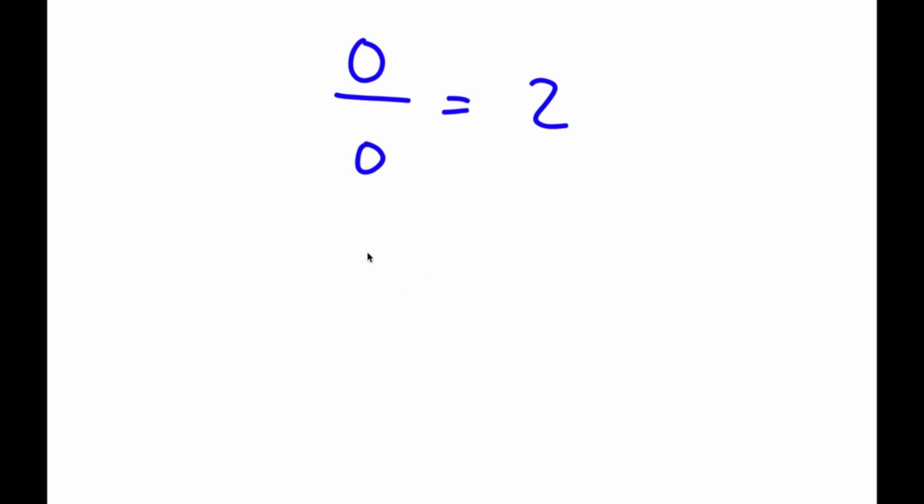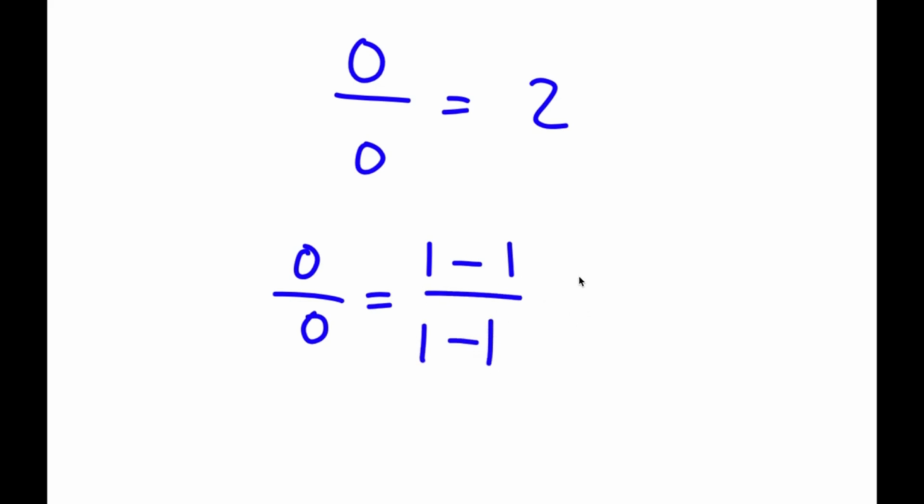Alright, so in this problem, I'm going to be proving that 0 divided by 0 is equal to 2. First off, I'm going to simply start with 0 divided by 0. And now 0, this is the same thing as 1 minus 1. So now I have 1 minus 1 over 1 minus 1. And 1 minus 1, that's the same thing as 10 minus 10. All of this is equal to 0. 1 minus 1 is 0, 10 minus 10 is 0.